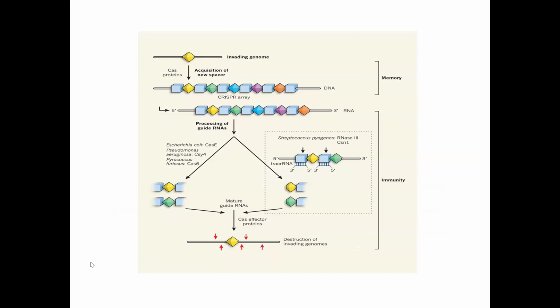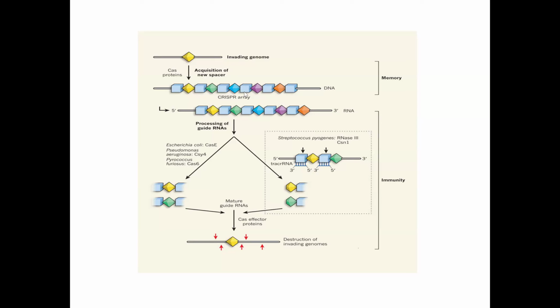This is another way to look at it. You can see clearly the invading genome, and a small portion of that is cut and integrated as a spacer. Here, the diamond-shaped and hexagon-shaped things are called spacers, and the ones shown as cubes are actually the repeats. The repeats are all the same color because they are the same sequence, whereas the spacers are all differently colored because they are all different in sequence.